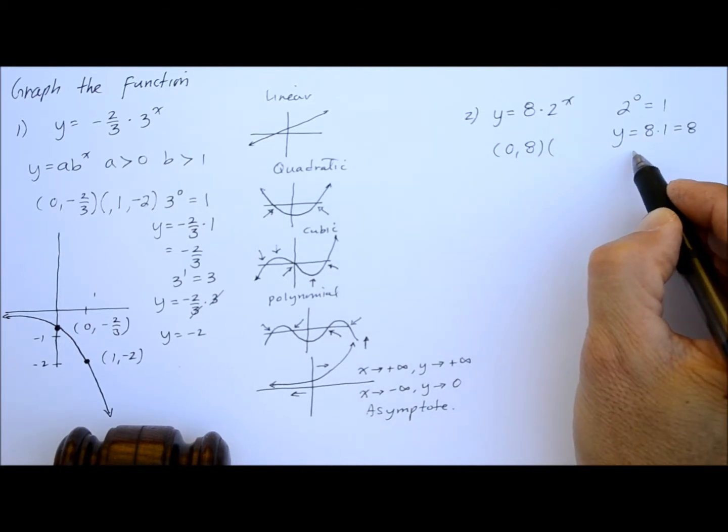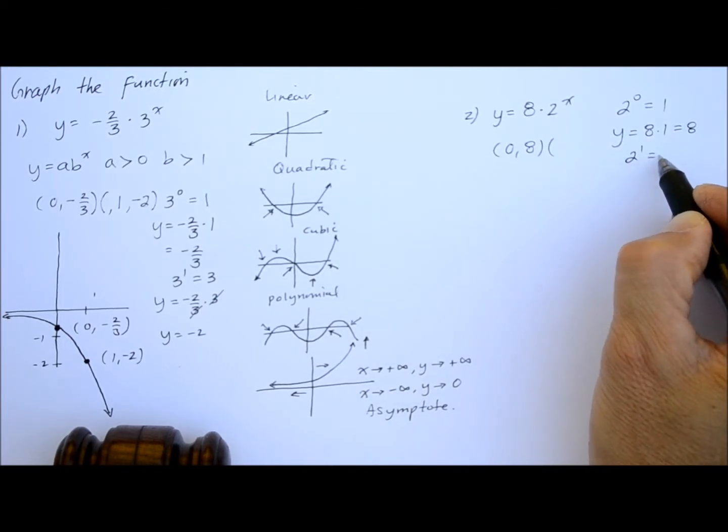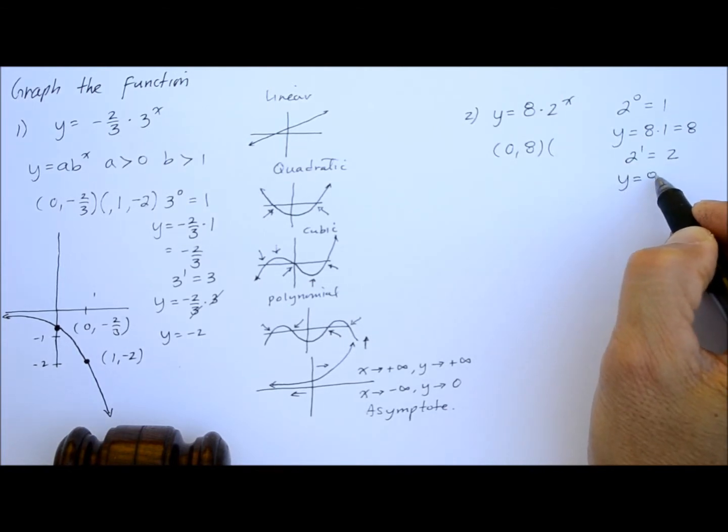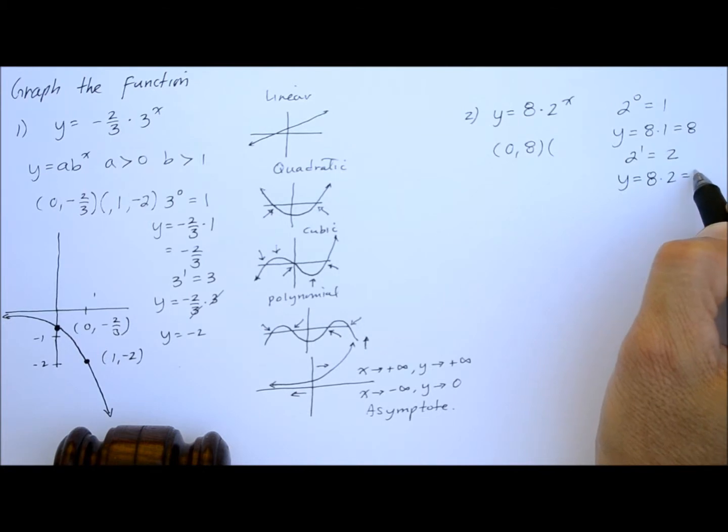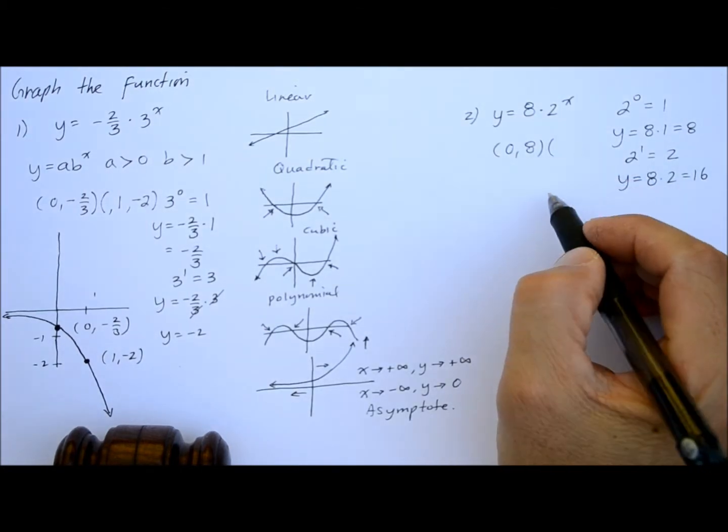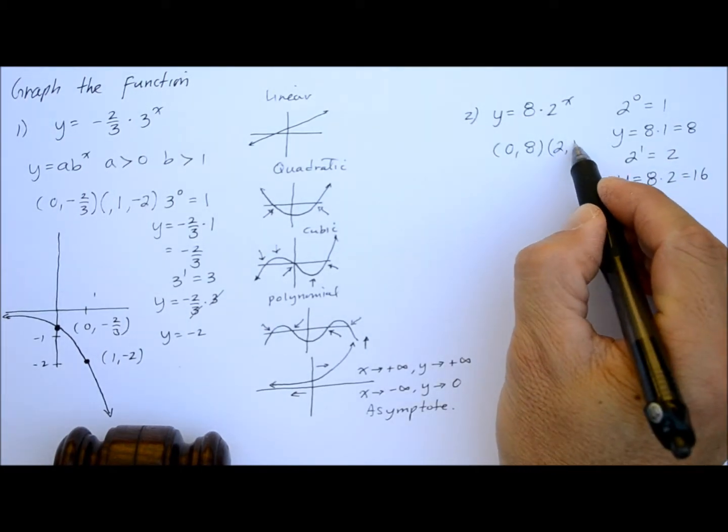And how about if we let x equal 1? Then 2 to the first power is simply 2. So y is equal to 8 times 2, which is a huge number, but there it is. So if x is 2, y is 16.